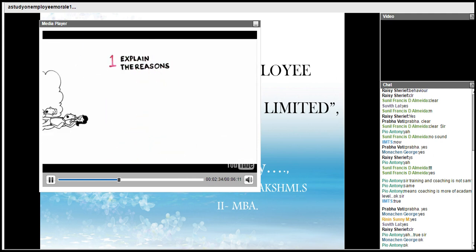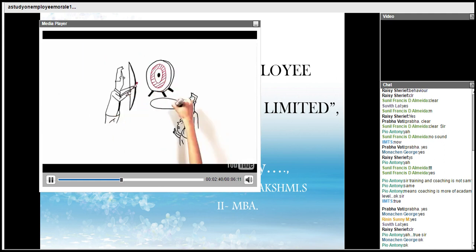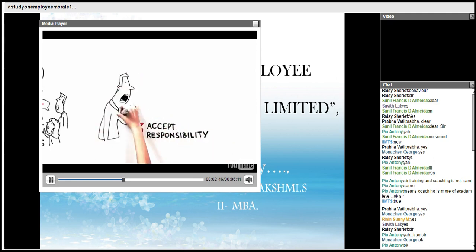Explain to your team members why you need them to do certain things and how they would help the organization. Be open to other people's suggestions. And always accept responsibility for your decisions. Otherwise, how will your subordinates believe in what you say?